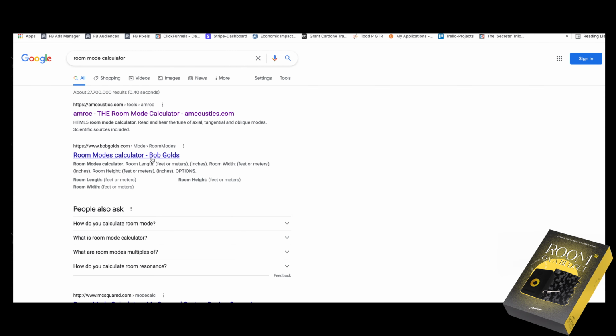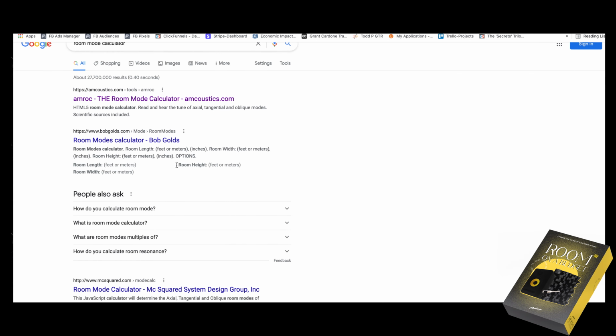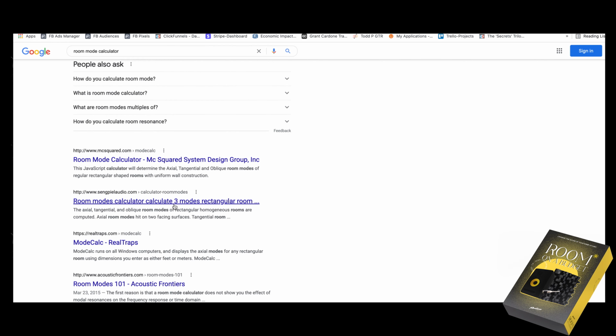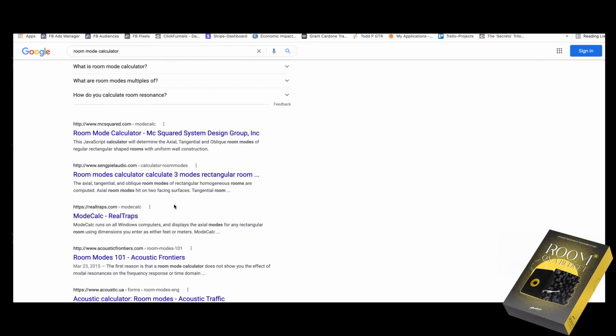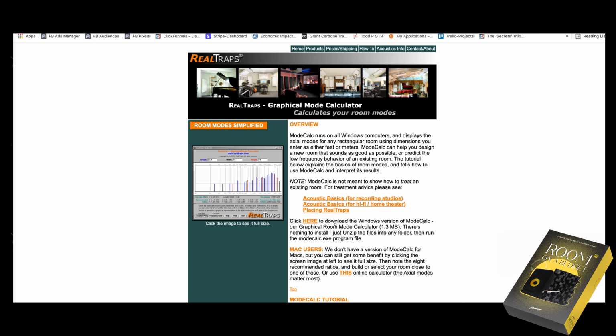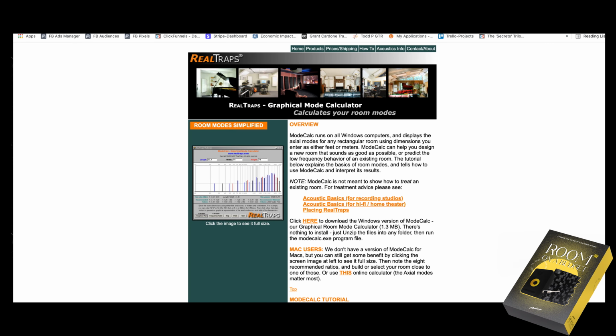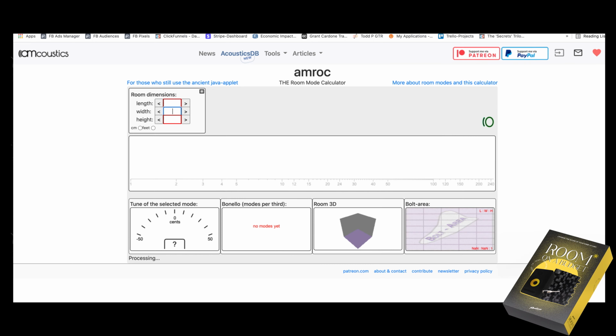There's other ones. There's Room Modes Calculator by Bob Golds. There's one down here by Mixed Squared System Designs. I mean, there's all sorts of room calculators. Here, you even got a Real Traps one, right? Mode Calculator. So simple stuff. Every company that does audio or acoustics is going to offer this, but I'm just going to use the first one that came up, straight up.